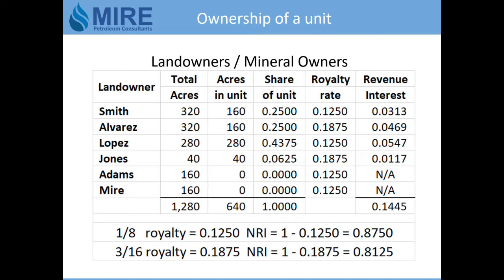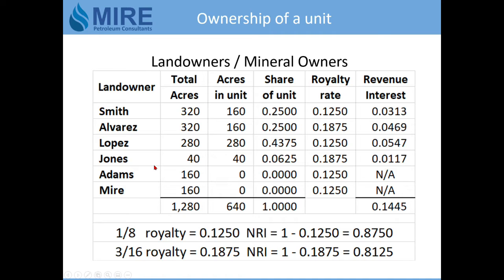And their royalty rate is a 1/8 royalty down here at the bottom, which is equal to 0.125. So you just multiply 0.25 times 0.125, and you get the revenue interest that the Smith family will get on that well. And then the Alvarez, Lopez, and Jones is a similar calculation. So this is how the landowners are going to be involved in the well.